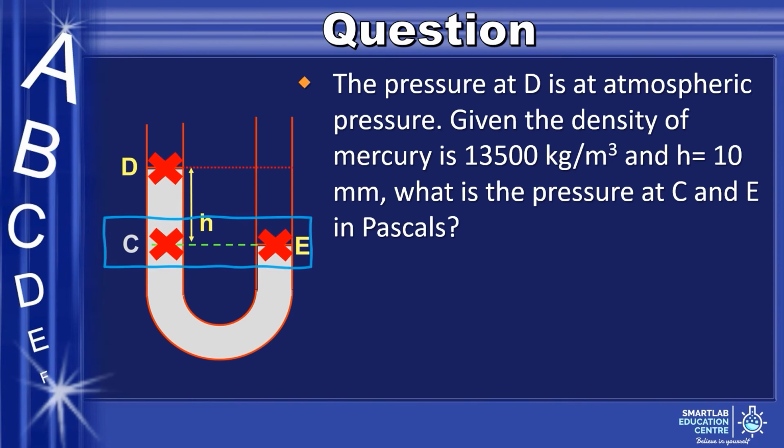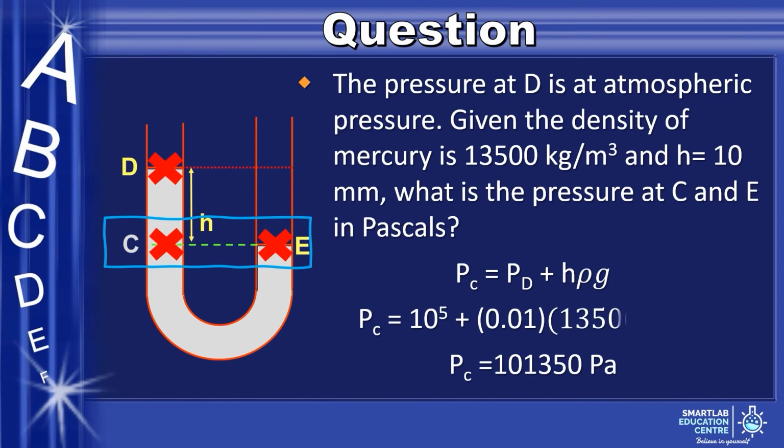Thus, the pressure at C is higher than pressure at D, and is equal to pressure at D plus h rho g. For this question, pressure is to be expressed in pascals instead of mmHg. To do that, we have to substitute h to be 0.01 meters, rho is 13,500 kilograms per meter cubed, and g is 10 meters per second squared.